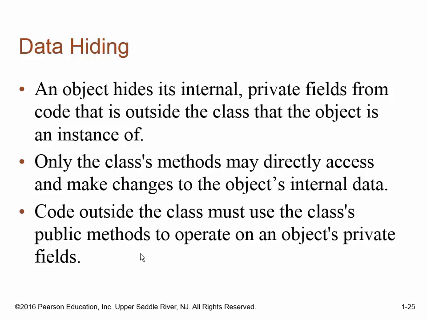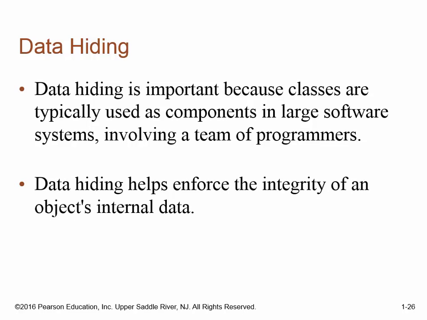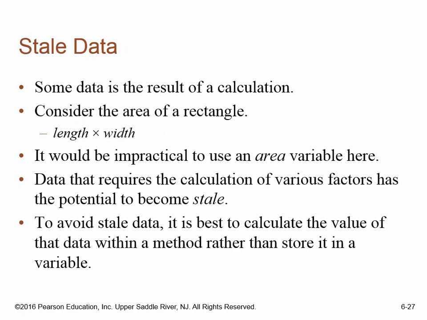Notice an object hides its internal private fields. So the only way that you can manipulate this private data is through these public methods, and that's exactly what they're talking about here. As mentioned, data hiding is important because you're then able to use the class and not have to really realize how it works. It helps to enforce the integrity of the object's internal data. This is the stale data that I mentioned before.